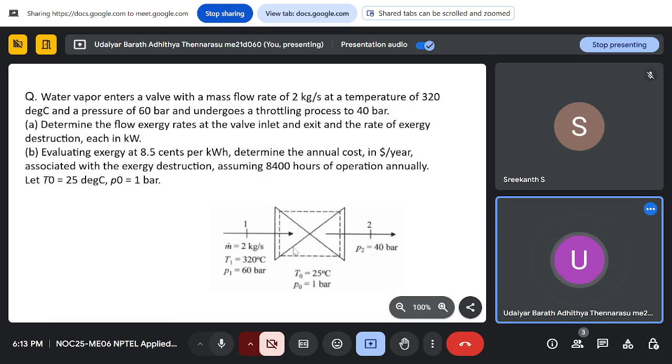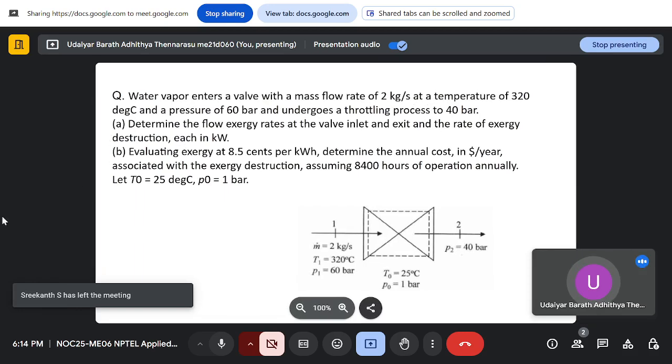Next, we have a process across a valve. Water vapor enters a valve with a mass flow rate of 2 kg per second, a temperature of 320 degrees Celsius and a pressure of 60 bar, and undergoes a throttling process to 40 bar. So we are given the mass flow rate and the inlet conditions, and it is throttled to 40 bar. We need to find the flow exergy rates at the valve inlet and exit, and how much exergy destruction is happening in the valve.